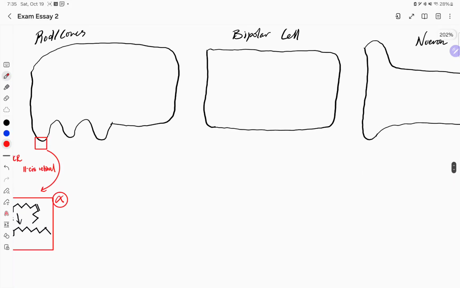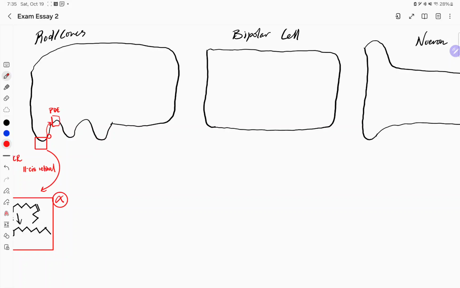I'll put that right here. So it's going to kick off this alpha subunit, and you're going to have an enzyme here, abbreviated as PDE. I believe that's like phosphodiesterase. And that alpha is going to come over here and it's going to activate it.